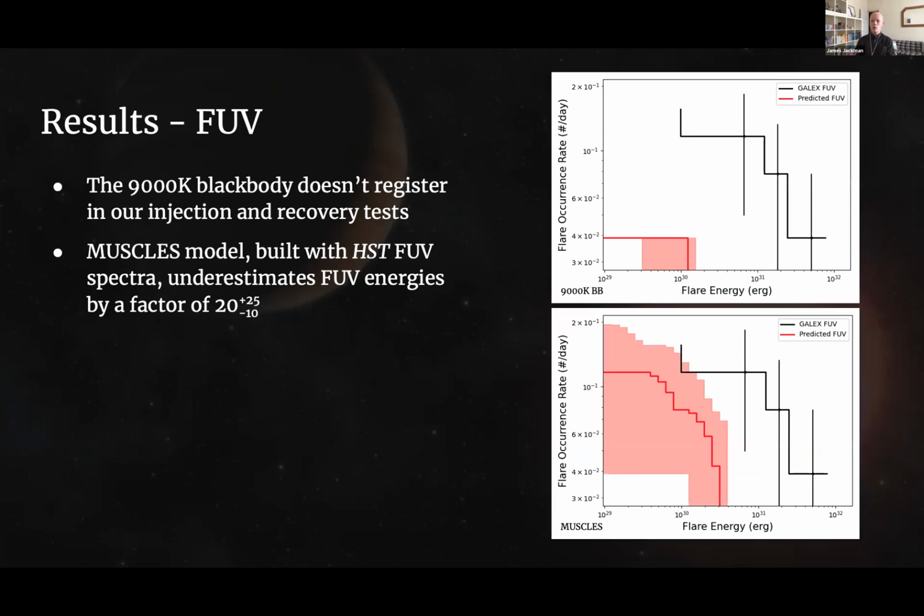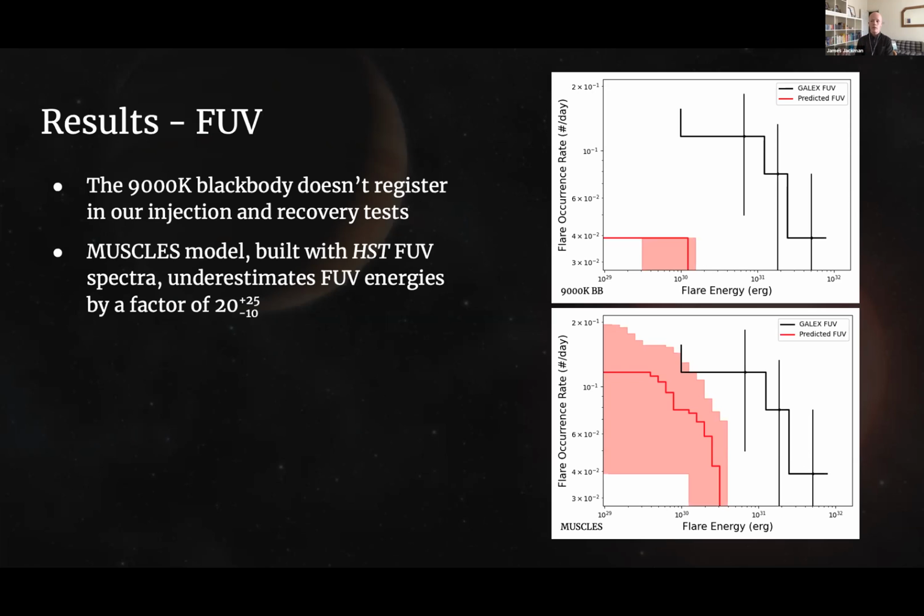So in the far UV, interestingly, we find that our 9,000 Kelvin model doesn't actually register in our injection and recovery tests. We're putting the flares in, but we can't get them back out. The MUSCLES model, which was built with the far UV in mind, remember it's that black body spectrum with the HST far UV kind of stitched on top, is better, but it still underestimates far UV energies by about a factor of 20.